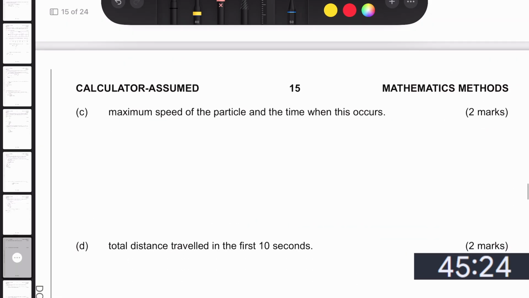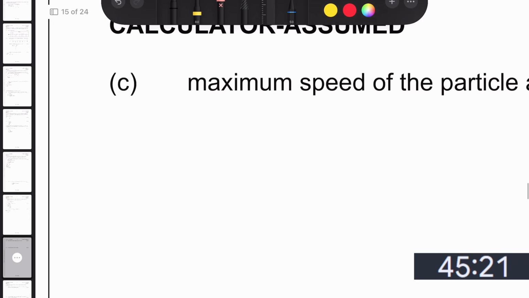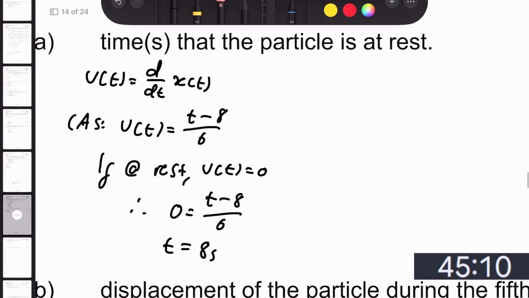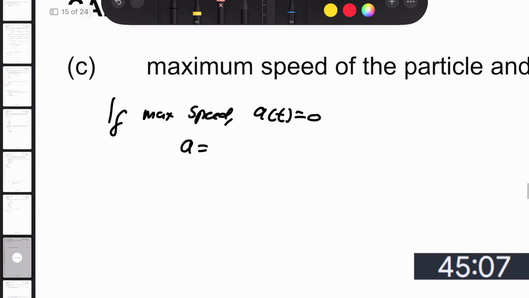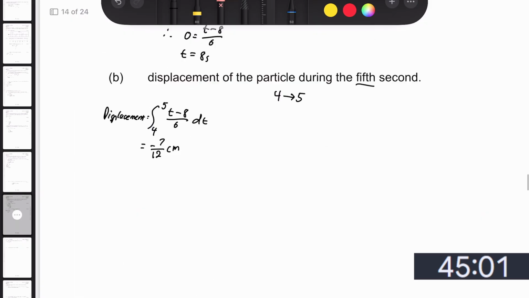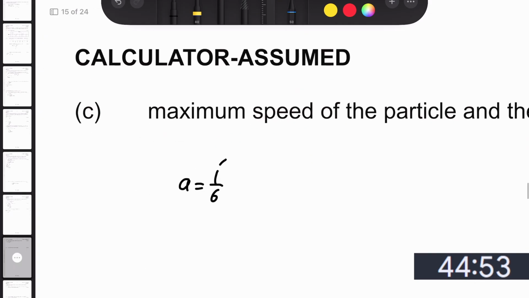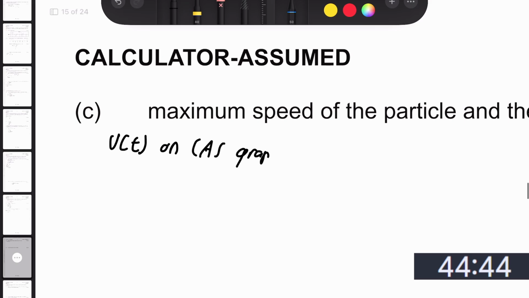The maximum speed of the particle and when this occurs. If max speed, a of t equals 0, and then a here is just going to be 1 on 6. Wait a minute. Oh. Okay, I'll change the way I'm gonna answer this. V of t on cast graph. Cast graph.